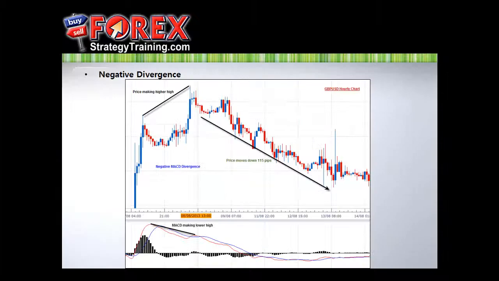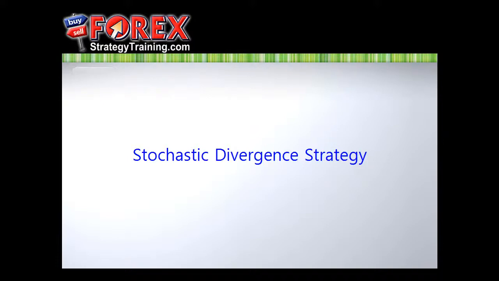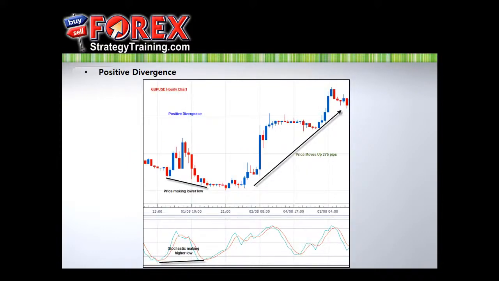So let's go back to the slide. Besides the MACD indicator, I also make use of the stochastic indicator to trade this stochastic divergence strategy. So how does the stochastic divergence strategy work? First of all, similar to the MACD indicator, you need to know the positive divergence and negative divergence of this stochastic indicator. What you're seeing here on this picture is the pound US dollar hourly chart. Can you see that price made a lower low?